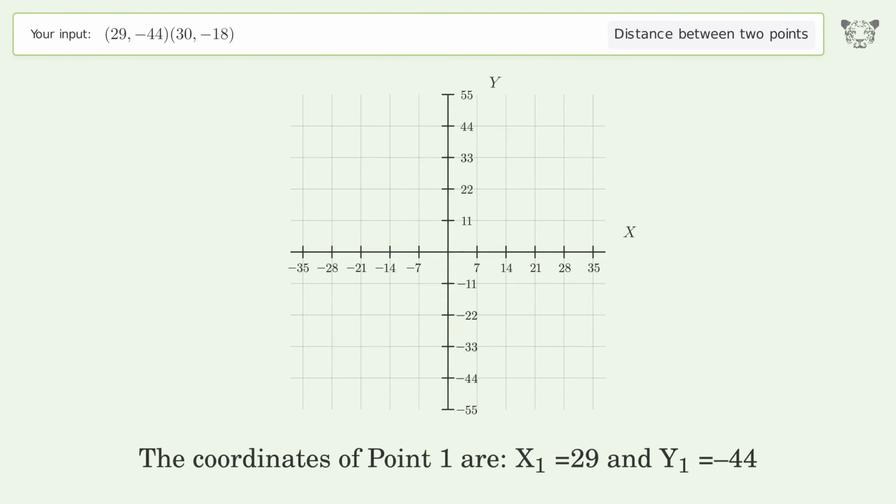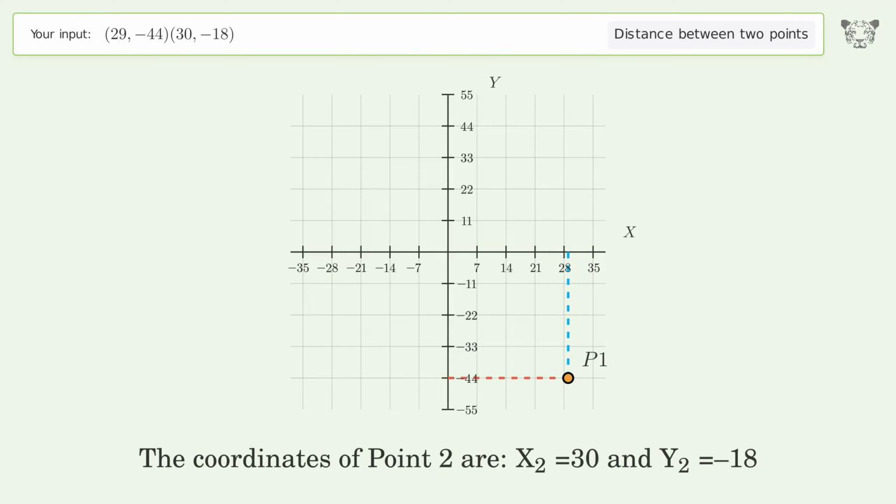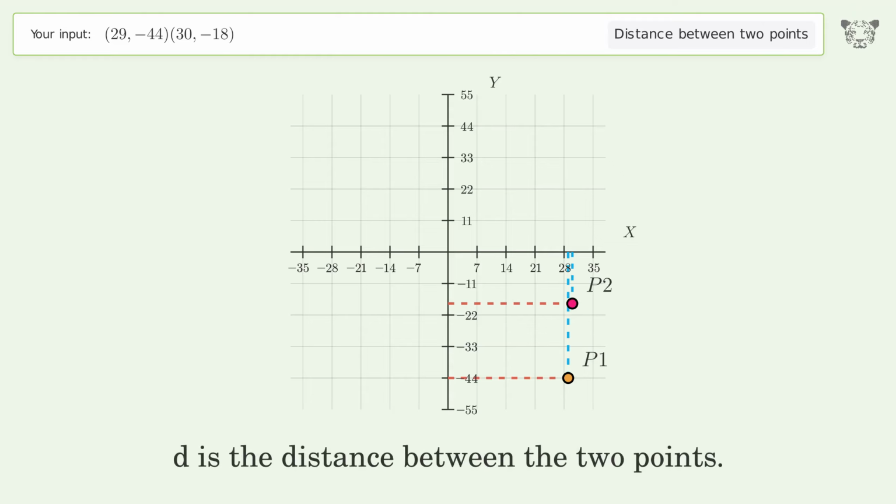The coordinates of point 1 are, x1 equals 29 and y1 equals negative 44. The coordinates of point 2 are, x2 equals 30 and y2 equals negative 18. D is the distance between the 2 points.